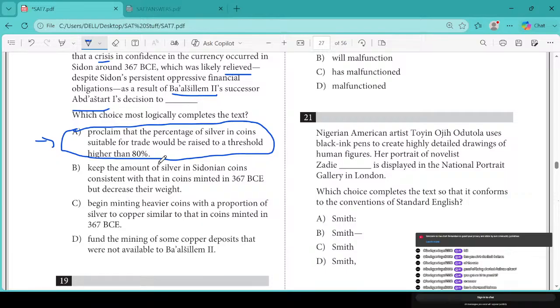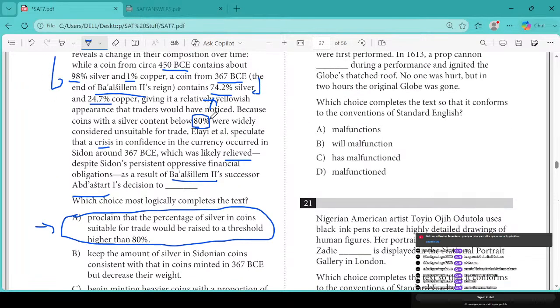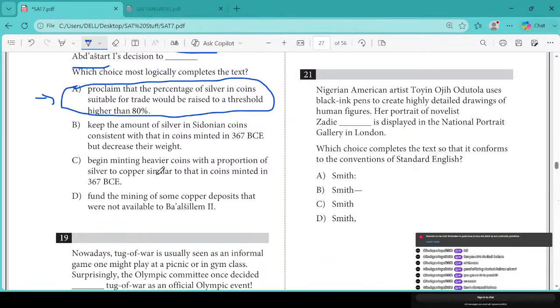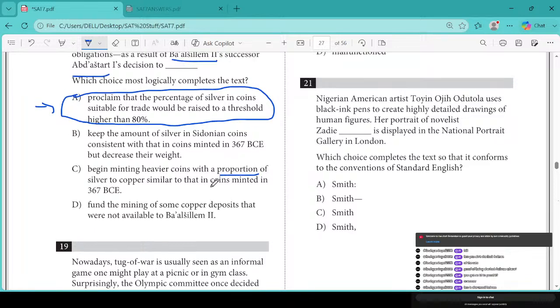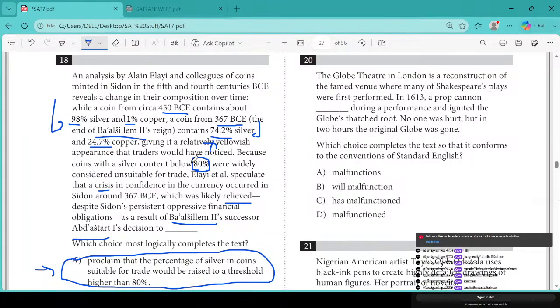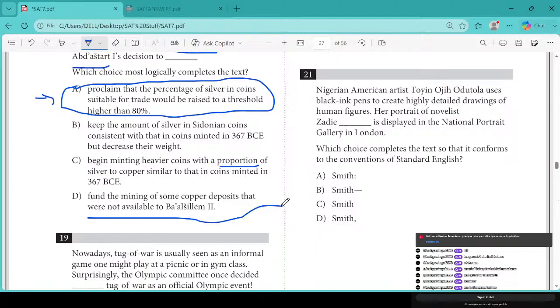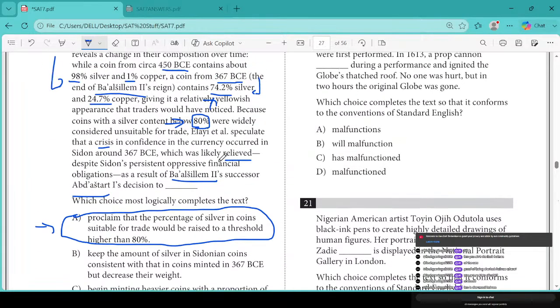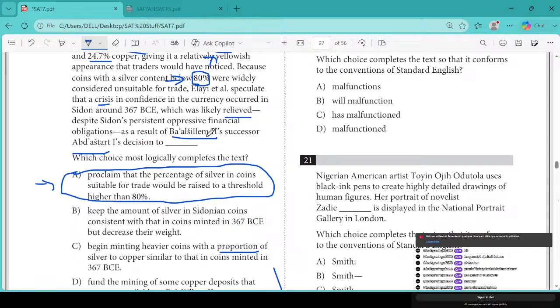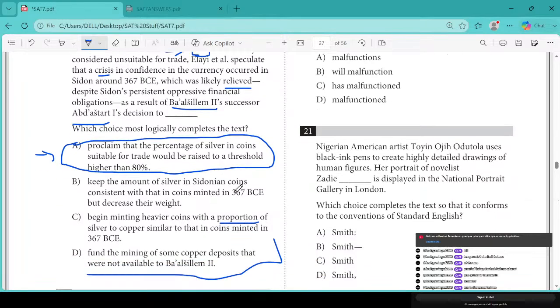Option B says keep the amount of silver but decrease their weight. That doesn't solve anything. The problem here is the silver content, not the weight. Minting heavier coins, that still does not solve the problem because the proportion is still the same. The problem here, you can see, is that the silver content is below 80%. This does not solve the problem at all. The solution to the problem is to raise the silver content above 80%. So the answer should be A. As simple as that.